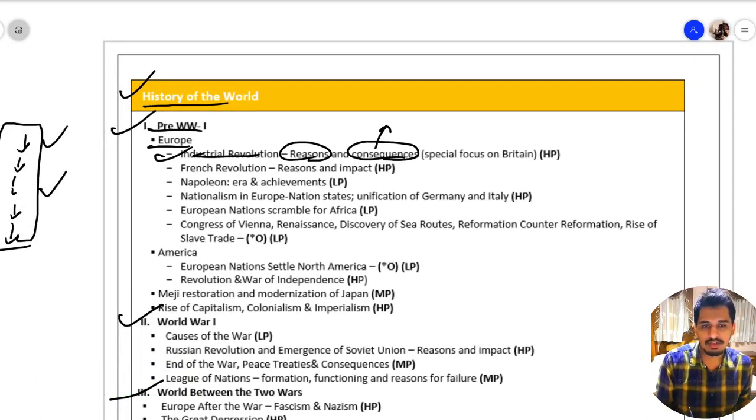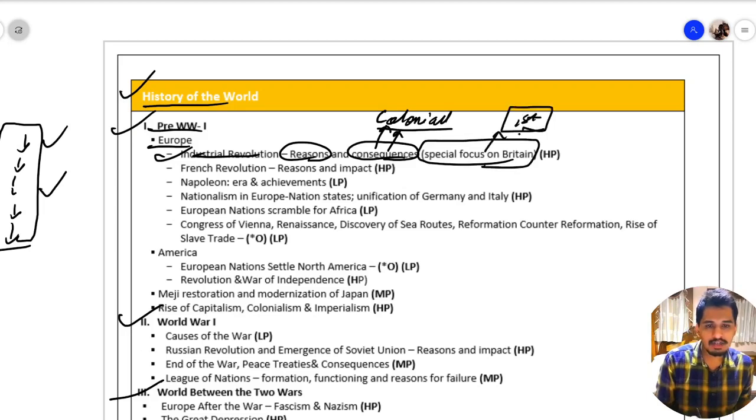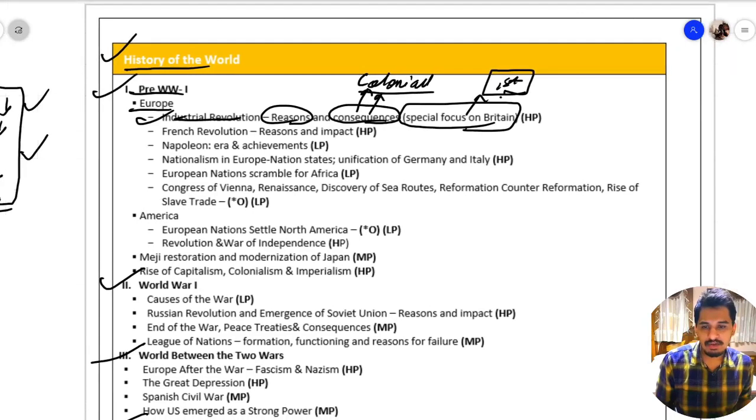One of the consequences was that it gave birth to colonialism. Okay, it gave birth to colonialism, and there should be a special focus on Britain, that why Industrial Revolution happened first in Britain. Then we have French Revolution. What were the reasons and what was its impact, especially on political sphere, such as the principles of justice and liberty were born out of French Revolution.